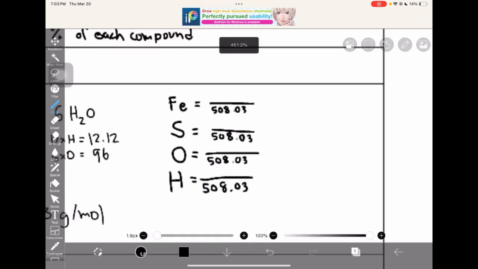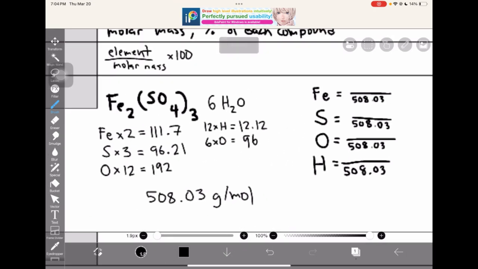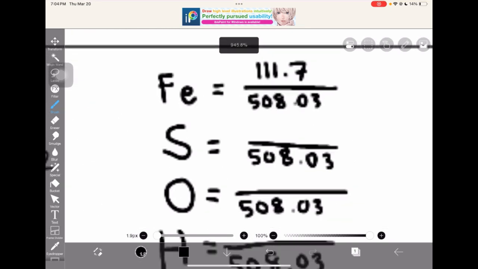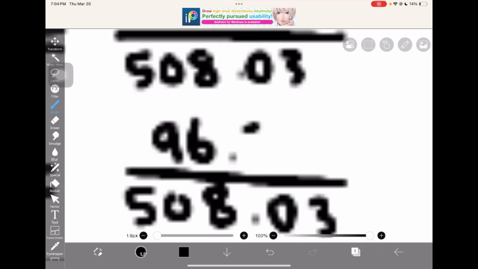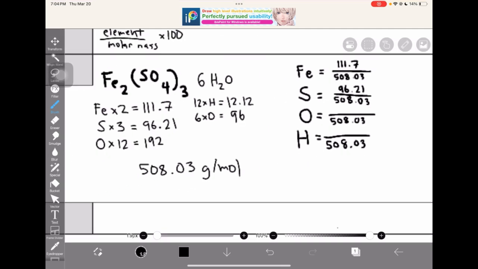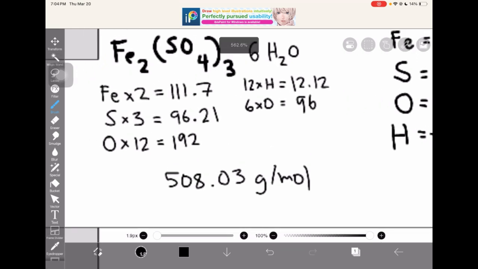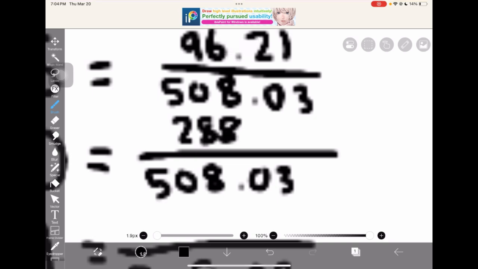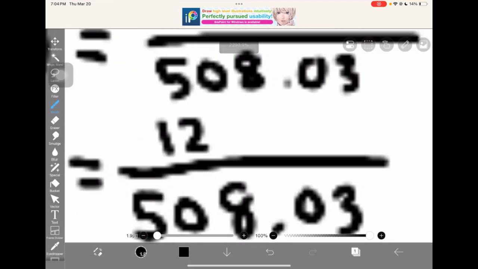So just like that. Now, just put the amount of the contributions of each element there. So for iron, we got 101.7. For sulfur, we got 96.21. For oxygen, we have 192 plus 96 over there. So as you can see here and here, that's going to be 288. And lastly, hydrogen, we have 12.12.